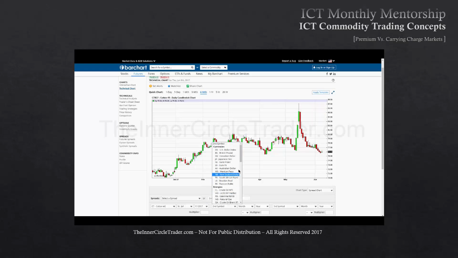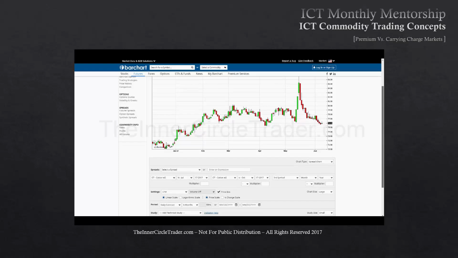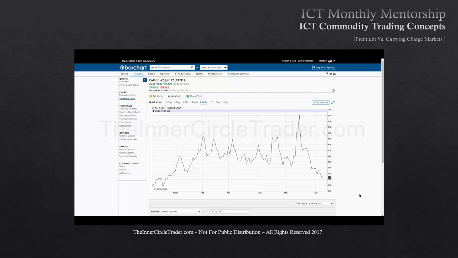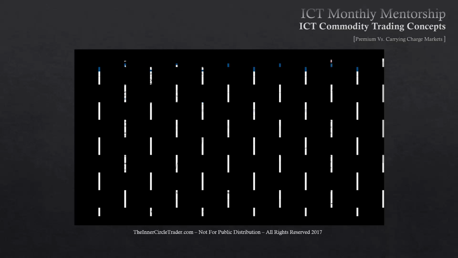Then we go over to the second symbol. We're doing a spread between the nearby and the next month out. So again, you use cotton, and the next month out is October, again trading in 2017. And this is real important: the next thing you want to do is click on this little tab here and make sure it's set to the minus symbol, because that gives you the difference between the nearby and the next month out. Scroll down a little bit, click on draw, and now voila, we have the cotton spread chart between the July and October months.